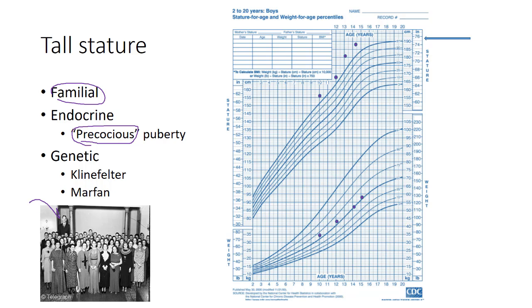And again, this is a school picture, clearly someone taller than the rest of the population. This is where we start worrying, when a child has a targeted height right around here, but is up there. We're going to say, is something amiss?